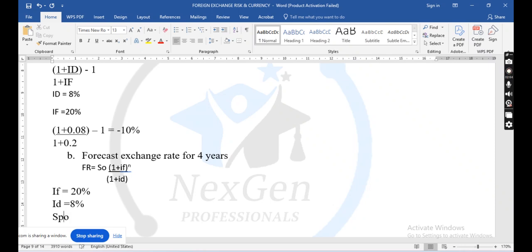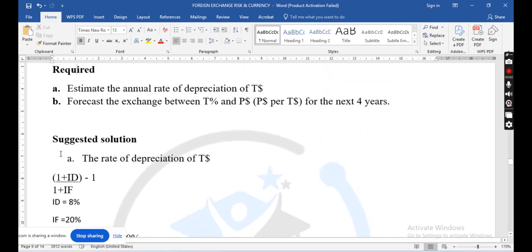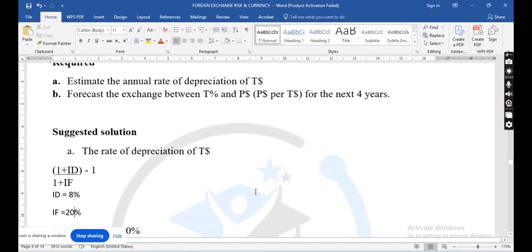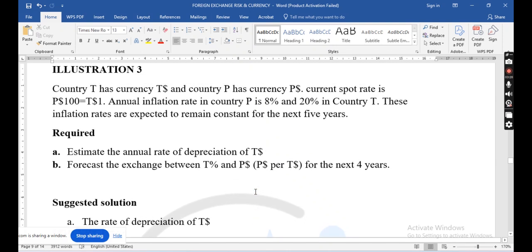spot rates. Don't forget that the question says that between T and P dollar, that is P dollar per T dollar, for the next 4 years. So what will be the spot rate? Now, which of these spot rates are we using? Is it P dollar or T dollar, class?